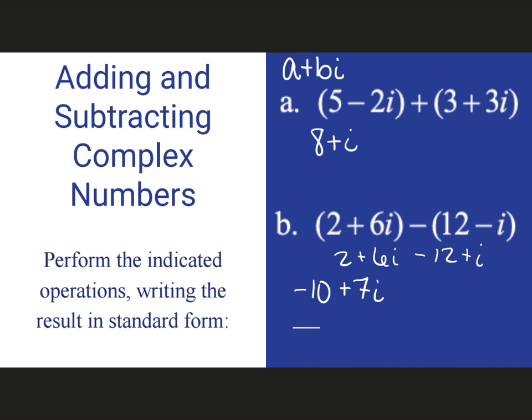Okay, and then for b, it's the same exact thing. On the warm-up, you got 7x minus 10. Here we have -10 plus 7i. Because we're dealing with i, it has to go second.